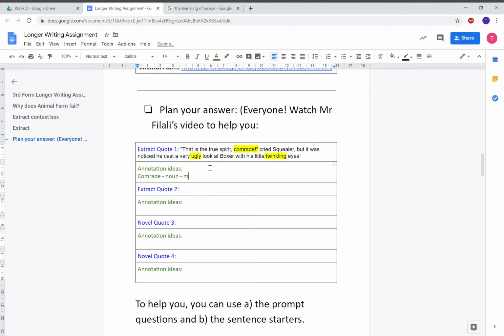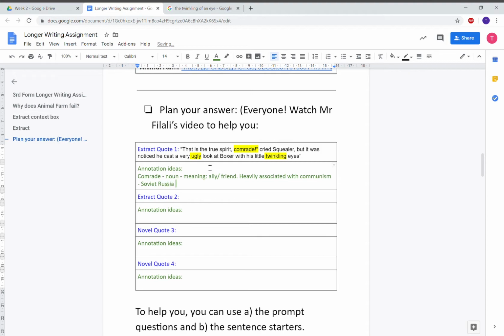Once I've identified the word type, I'm going to identify the meaning, okay? So it means ally or friend. One thing you're going to notice is in this annotation ideas section, I'm not going to write in full sentences, okay? This is just note taking. This is to remind me of what I want to say in my analytical paragraph, okay? So comrade is a noun. Its meaning is to be an ally or to be a friend. It is heavily associated with communism and Soviet Russia.